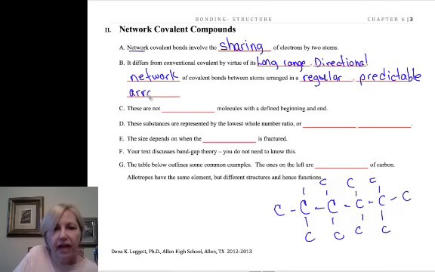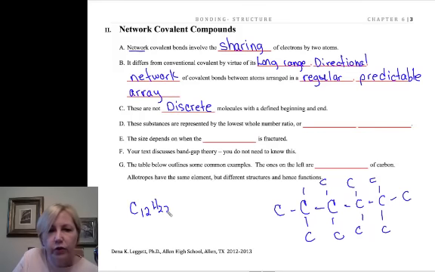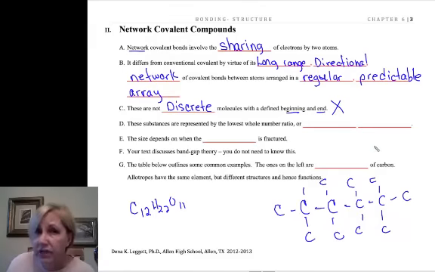Now, if you think of diamond as kind of the penultimate example of network covalent bonding, you get an idea of the strength involved in these. These are not discrete molecules. For example, in sugar, we have a discrete molecule. We can call it C12H22O11. That's a discrete molecule with a defined beginning and end. That's not the case for network covalent. How many of each atom that is present depends on where you crack the molecule.